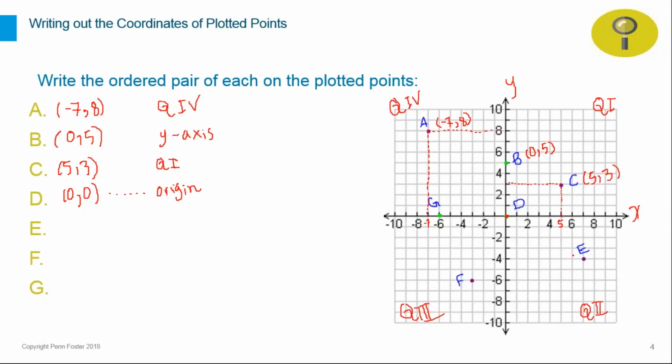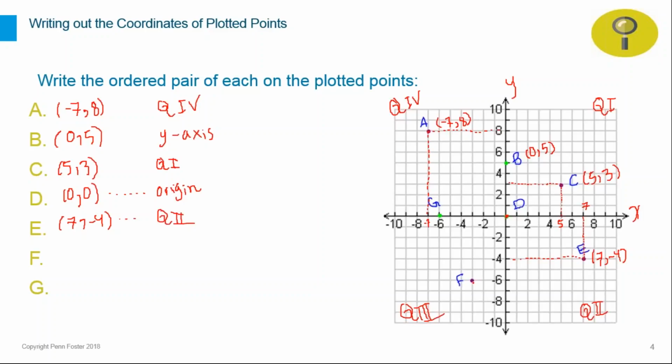E on the graph here. So we want to determine the x first. So we have to go up to the x, and that will mark the 7. So that is 7 for the x. And what about the y? It's a -4. So this point E has ordered pair or coordinate as 7 and -4. And from the graph, it is quadrant 2.